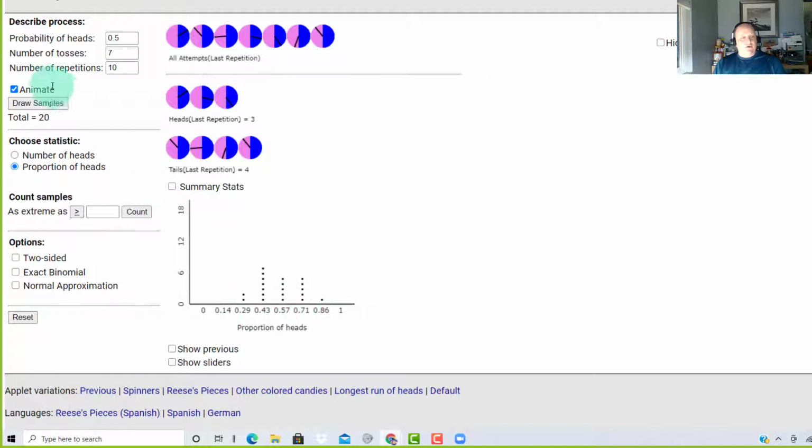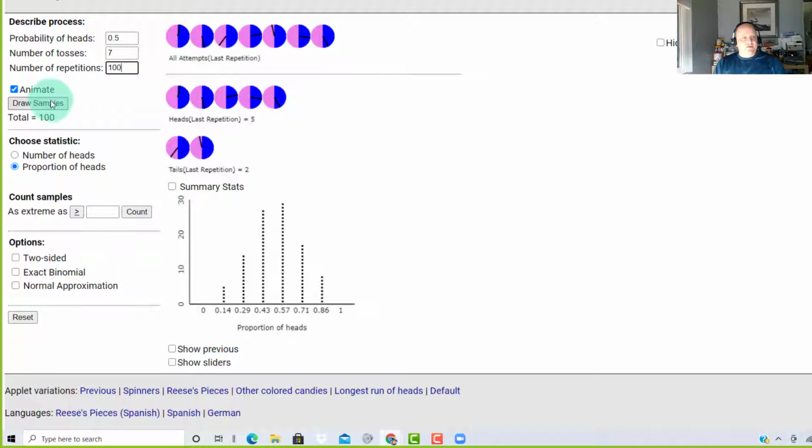That's possible. So I'm going to click Draw Samples, and what it's going to do is it's going to continue drawing 10 samples at a time. You can watch right here, my total is now 50. And what I want you to notice is what begins happening to the distribution. The distribution begins taking on kind of a bell shape, a normal distribution.